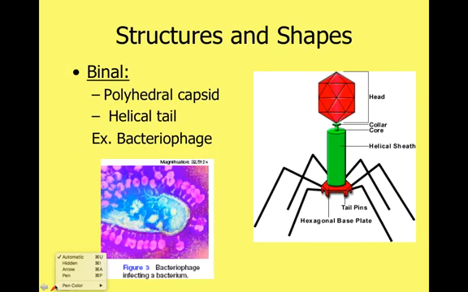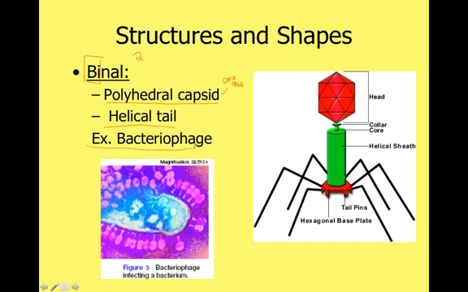is our binal shape. The first part of this word, bi, gives it away. It is a two-part shape. It's got a polyhedral capsid. Again, the capsid is where the DNA and RNA is kept. And the helical tail. So it's got two parts, two shapes to it.